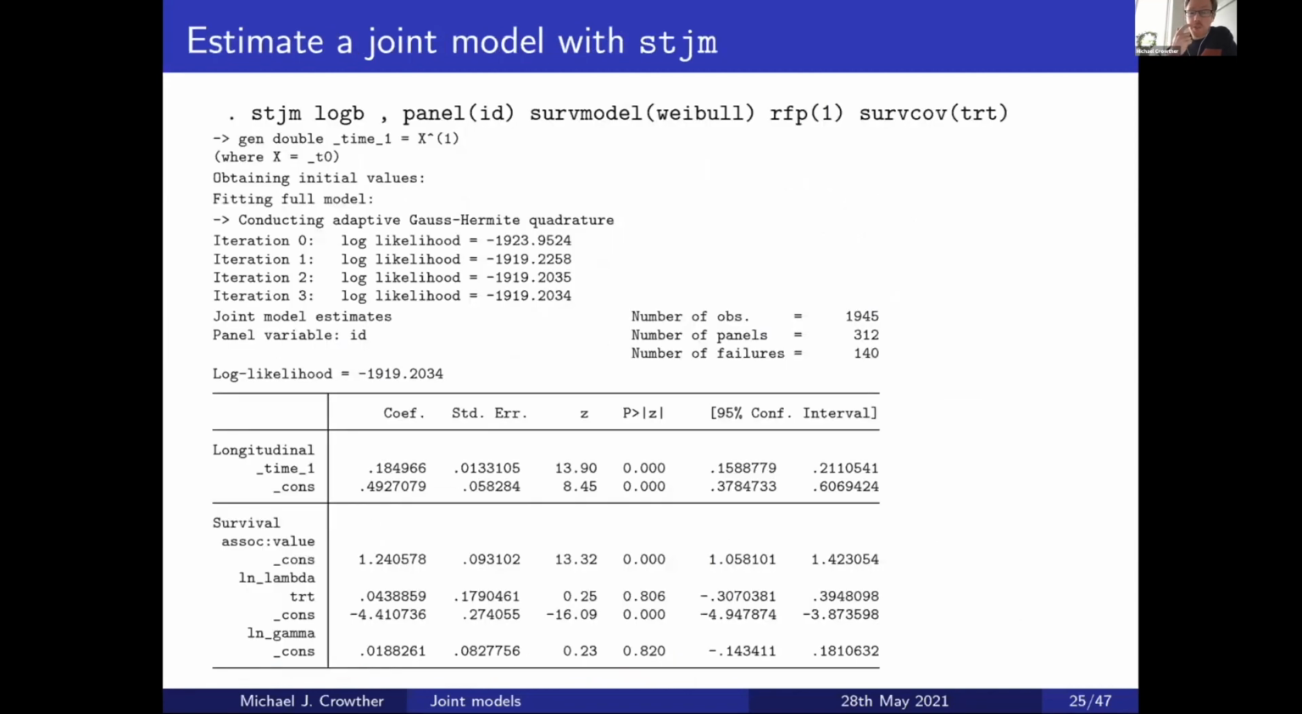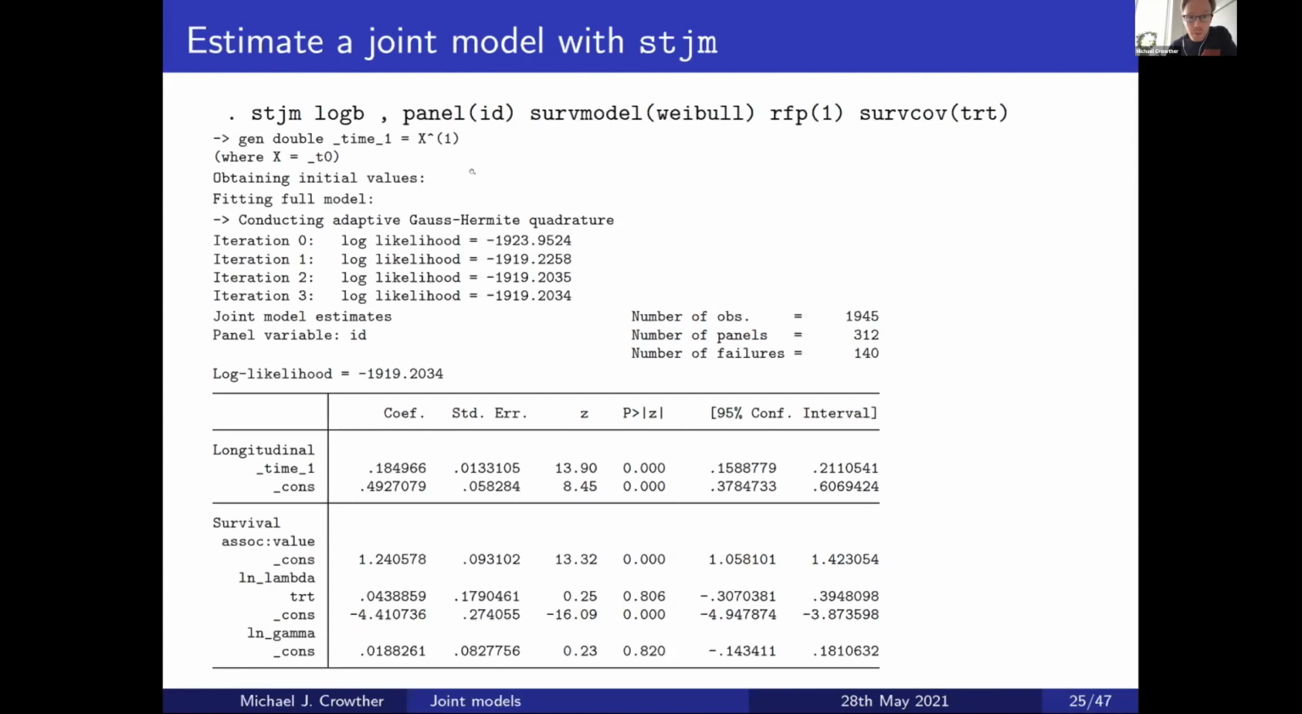Fitting a joint model in Stata. We can use the stjm command. Very simple to fit joint models. We specify my longitudinal variable, and I tell it my patient ID variable. For simplicity, I'm just going to fit a Weibull survival submodel. stjm will assume a random intercept. I'm also going to specify a random linear trend over time. And I'm going to adjust for treatment in my survival submodel as well.